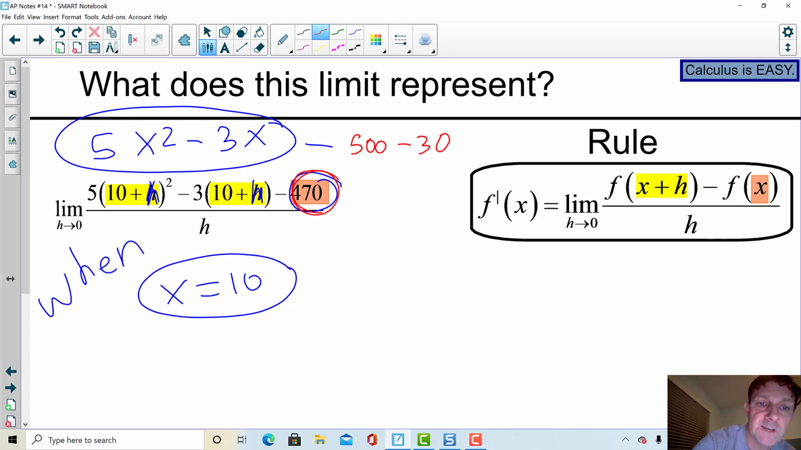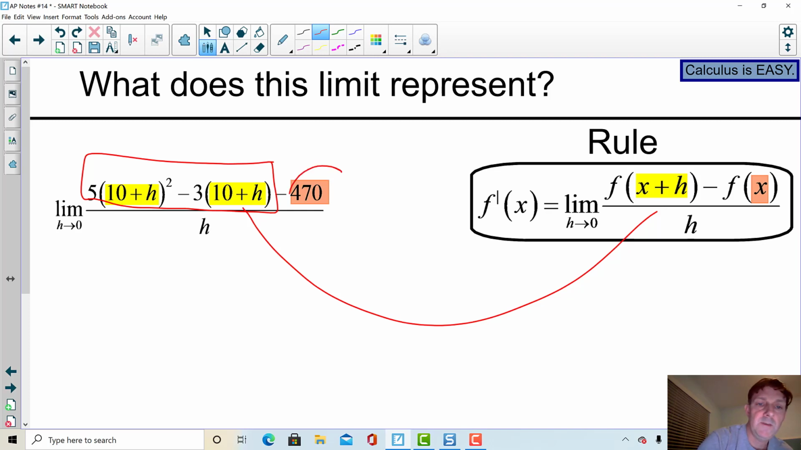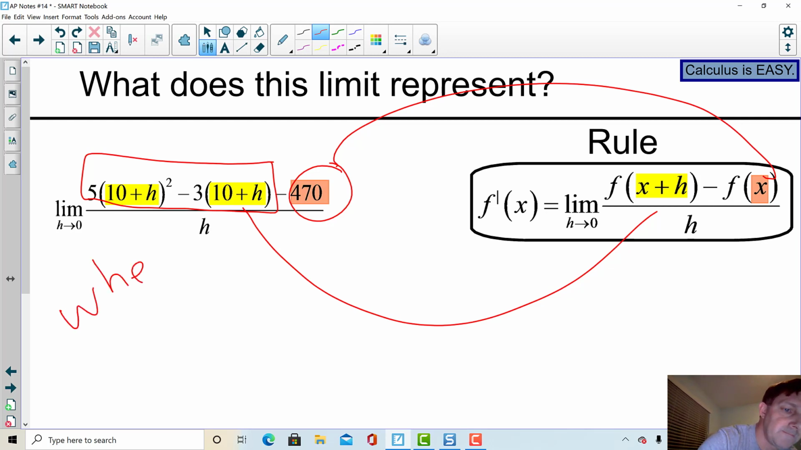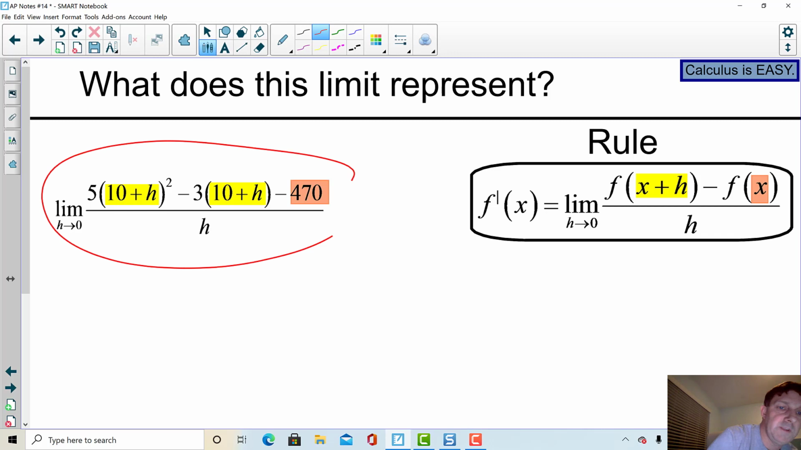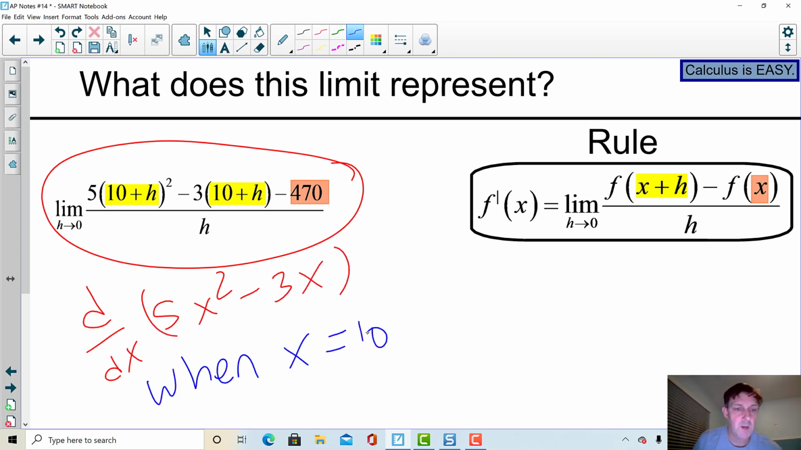And that is 470. So that means that this is f of x plus h, and this is f of x, but when x is 10. So the answer to this one is that this limit is the derivative of 5x squared minus 3x when x is 10. Again, that's a really easy derivative to solve. We can do it in about 5 or 6 seconds. And we're going to learn how to do that in a later section.